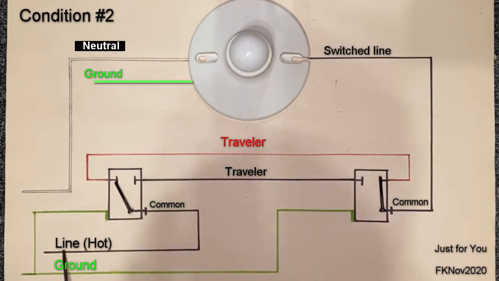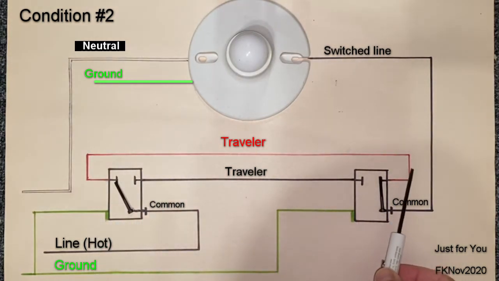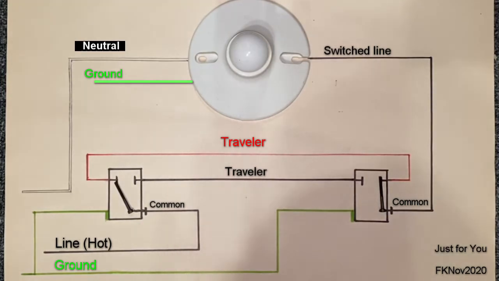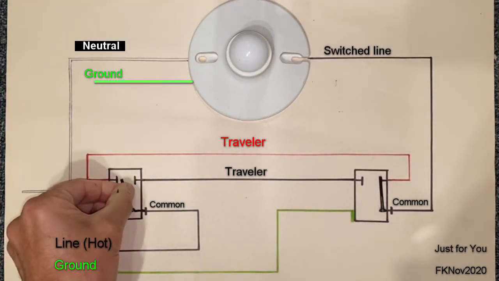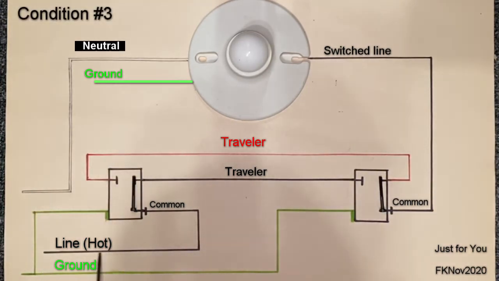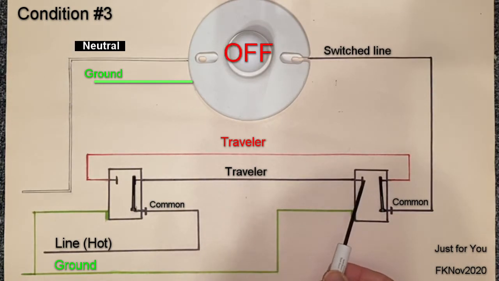So now the current's going to flow through again here from this common through the traveler to the other switch through its common to the light, and the light comes on. Next we could have this switch flipped. Current will flow through here, through the common, through this traveler, and stops. Doesn't flow to the light.